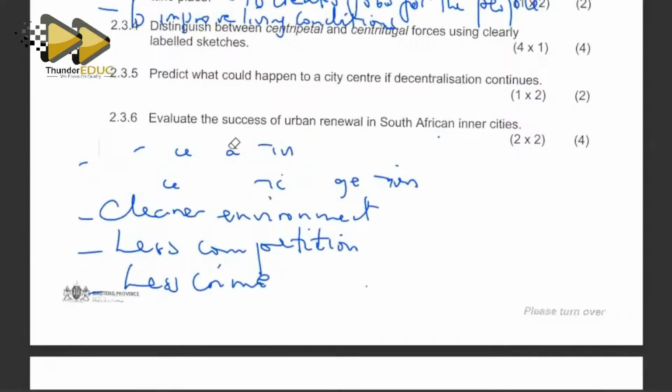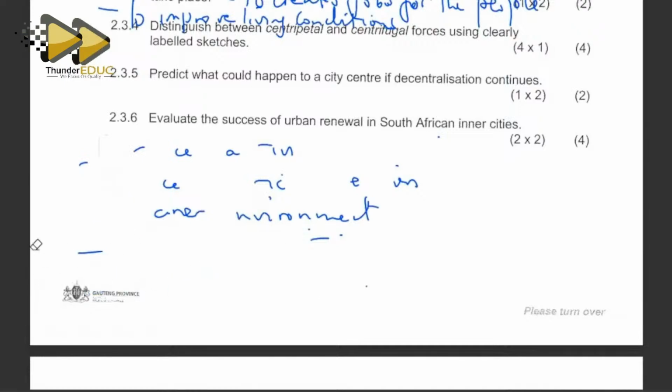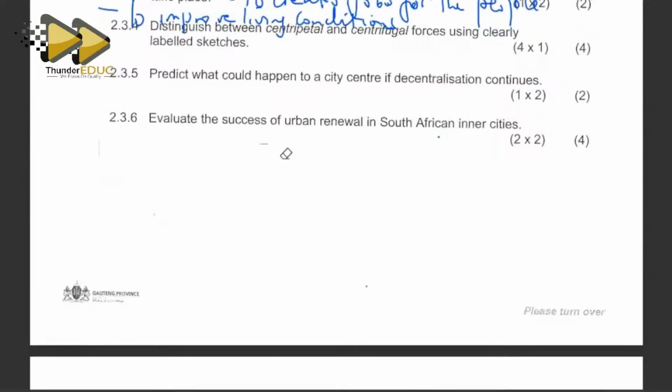Right, moving on to the next question. Evaluate the success of urban renewal in South Africa. Is the government succeeding in enhancing urban renewal in the cities of South Africa? How successful is it? We need to do an evaluation. So when you're doing an evaluation, you can check on the side of the positives and also on the side of the negatives. On the side of the positives, is it a success? We have improved infrastructure.